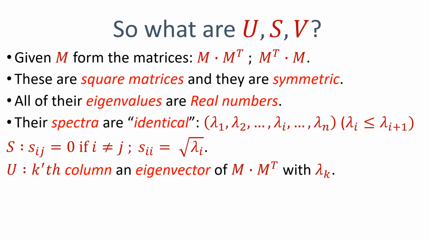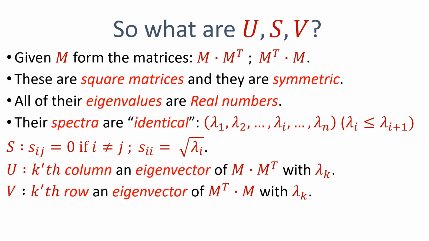What about our other two matrices? Well, we've got eigenvalues, so all we need to do for our first matrix is, for the kth column, take the corresponding eigenvector for an eigenvalue of this matrix. For our third matrix, we do the same thing, but with respect to rows: we form the rows of that matrix as eigenvectors of corresponding eigenvalues for our other matrix that we formed, the second new matrix.